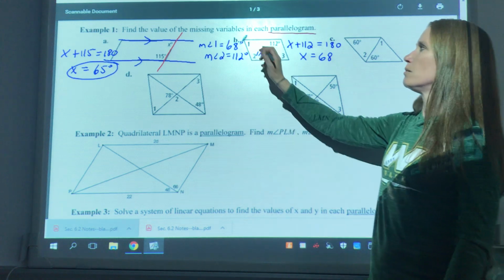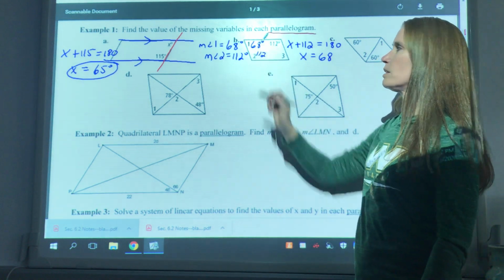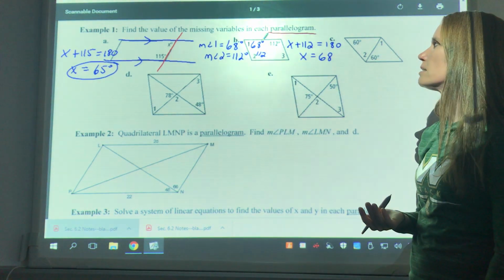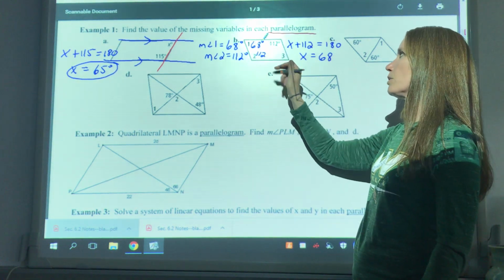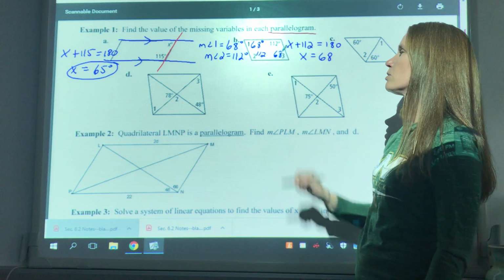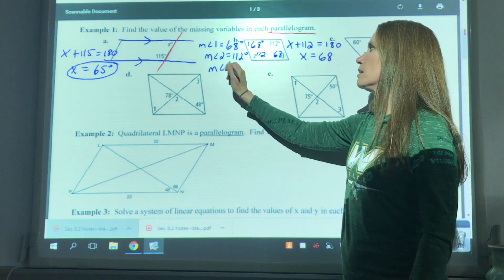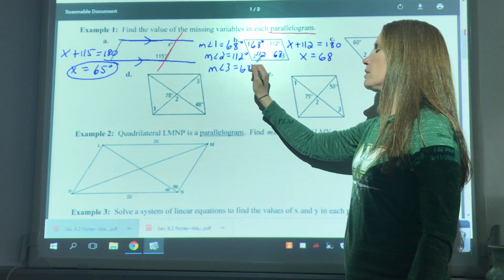Okay, and then once I find out something, I'm going to put it in the picture because sometimes that'll help me find the next thing. And then if I know that angle 1 is 68, I therefore know opposite angles are congruent, so angle 3 also has to be 68. Write that here so you can see that a little better.